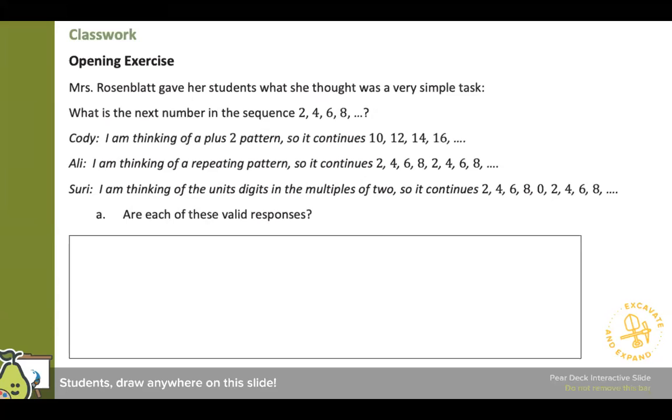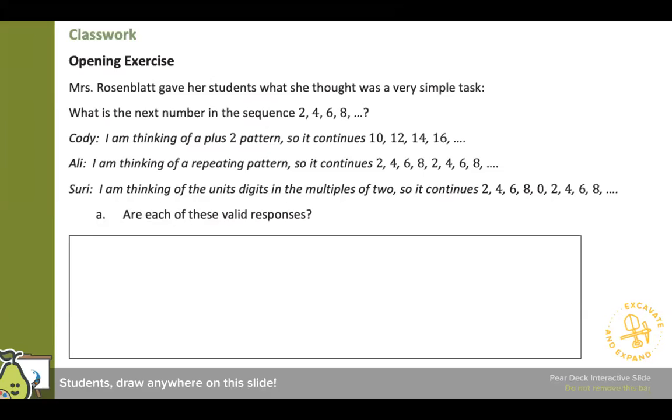She had 3 students that all gave different answers. Cody said, I'm thinking of a +2 pattern. So after 2, 4, 6, 8, it would go 10, 12, 14, 16, and so on. Allie said, I'm thinking of a repeating pattern. So it's going to go 2, 4, 6, 8, and then repeat 2, 4, 6, 8, 2, 4, 6, 8, and so on. Suri said, I am thinking of the units digit in the multiples of 2. So it continues 2, 4, 6, 8, 0, 2, 4, 6, 8, and so on.